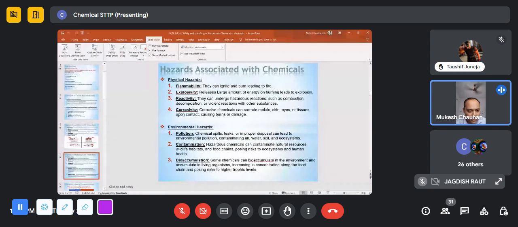Hazardous chemicals can contaminate natural resources, wildlife habitats, and food chains, posing risk to ecosystems. And bioaccumulation: some chemicals can bioaccumulate in the environment and accumulate in living organisms.